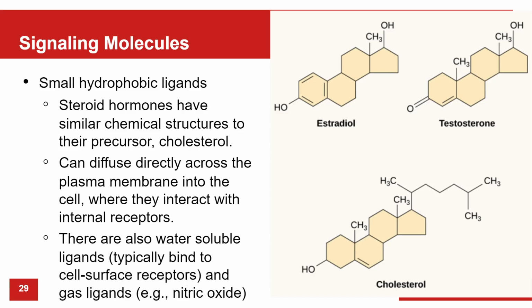There also are some water-soluble ligands. If they're water-soluble, are those hydrophobic or hydrophilic? Hydrophilic, very good. These can't pass the plasma membrane as well, so they're going to bind to cell surface receptors. Where are cell surface receptors? On the surface of the cell, and there are certain gas ligands as well. Okay. Any questions on this? These are just examples of cholesterol derivatives. You've got cholesterol, which is a parent molecule, testosterone, and estradiol. Since these look like cholesterol, and cholesterol is in the plasma membrane, they can pass through it relatively easily, so they don't have to have specific receptor proteins to do that.